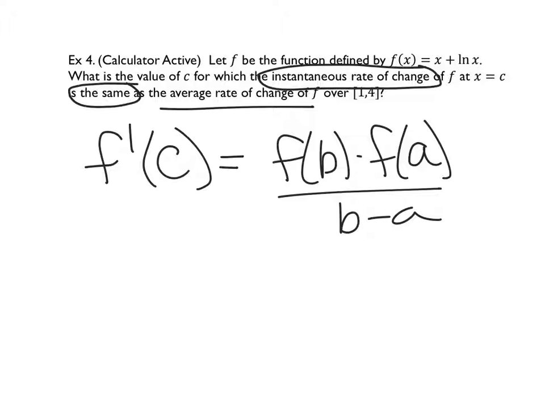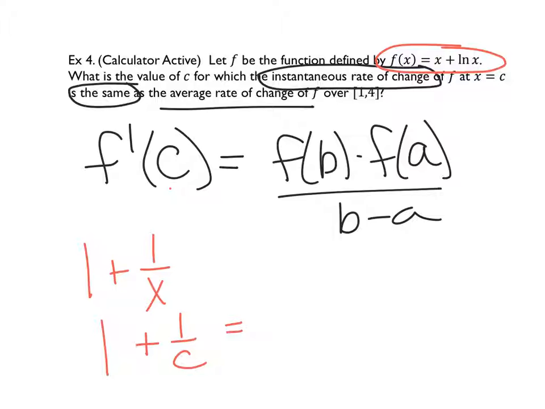All right, so let's find our instantaneous rate of change. We're just going to take f and find f prime. So that's going to be 1 plus, the derivative of the ln of x is 1 over x. And they say plug in c. So 1 plus 1 over c equals f of 4 minus f of 1 all over 4 minus 1.